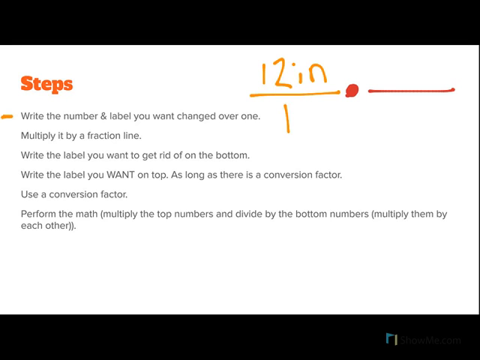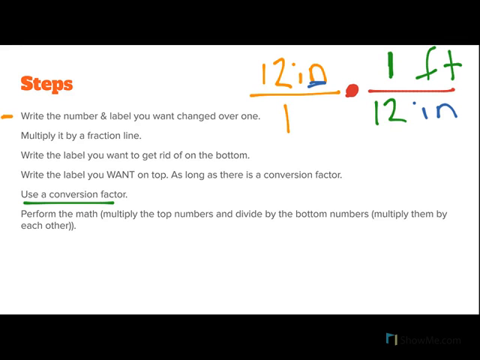Now, as we mentioned in the last slide, the key factor here is that I want to cancel my labels. So if I have inches on top, I need inches on the bottom. I'm going to put the label I want on top, so maybe I want feet on top, and then I'm going to use my conversion factor. So how many inches are in 1 foot? Well, 1 foot is the same as 12 inches. So this is my conversion factor.